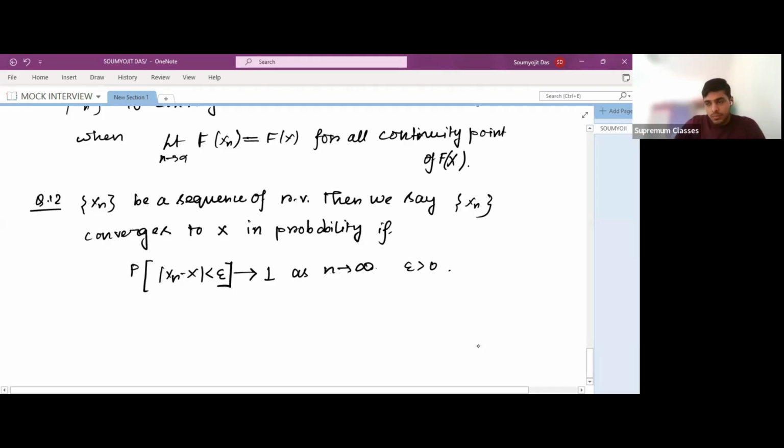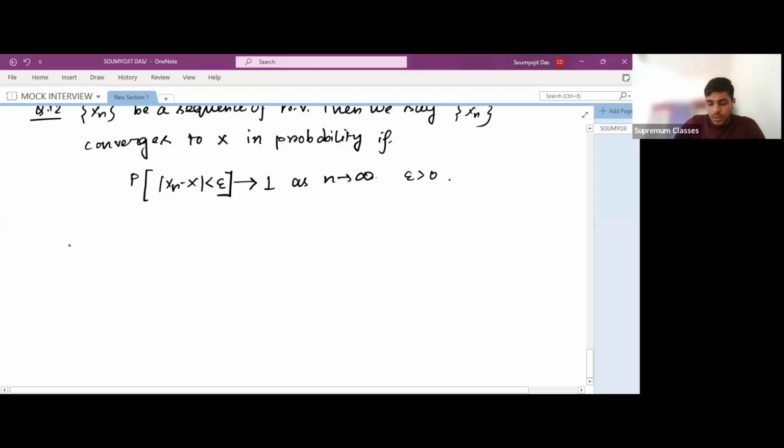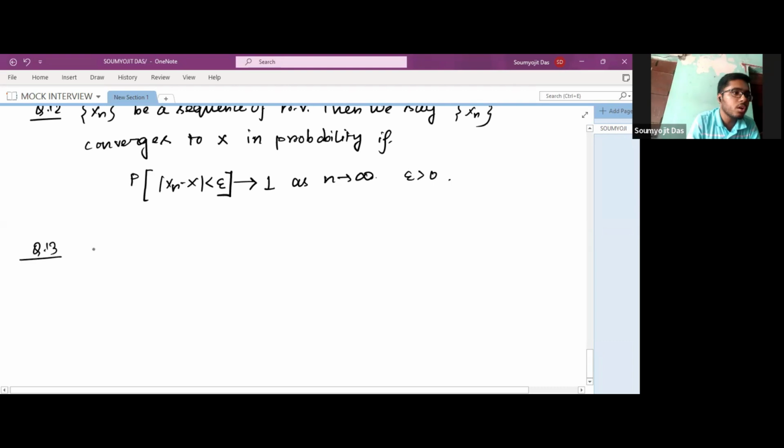Okay. That's correct. Can you give an example where convergence in distribution does not imply convergence in probability? Okay, sir. We can think of X following a normal 0-1 distribution, and as it is symmetric about 0, we can also say that minus X will also follow normal 0-1 distribution.